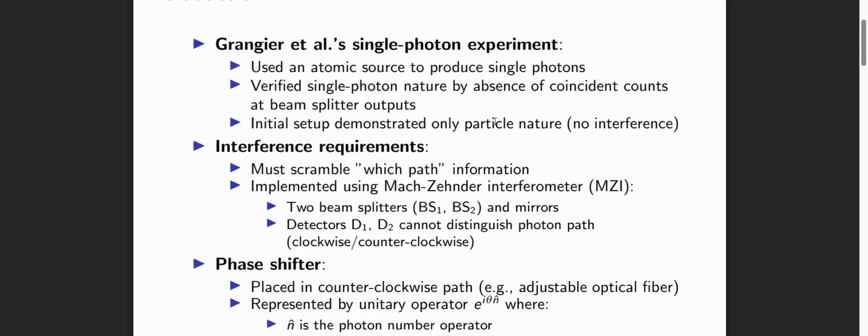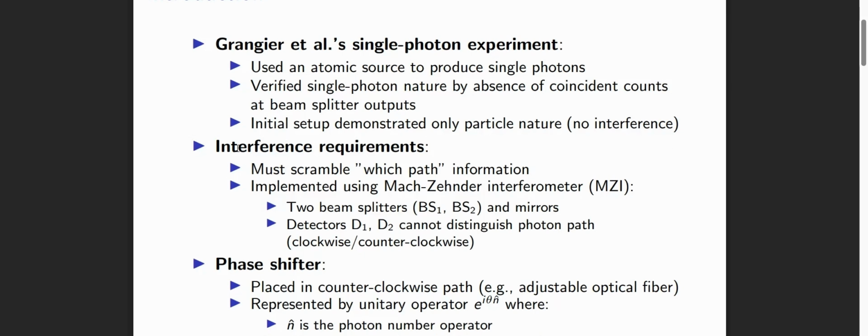Let's start with the introduction, covering what we have studied in the first part of the video. In the single photon experimental setup, they used an atomic source to produce a single photon, which we have studied, and they verified the single photon nature by the absence of coincidence counts at the detector output. The initial setup demonstrated only the particle nature. That is, initially there was no interference, right? Now we will study how one can obtain the interference pattern using that single photon source.